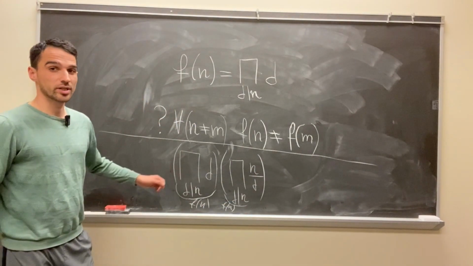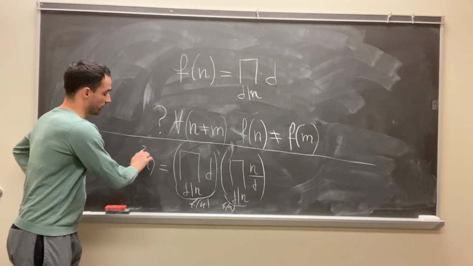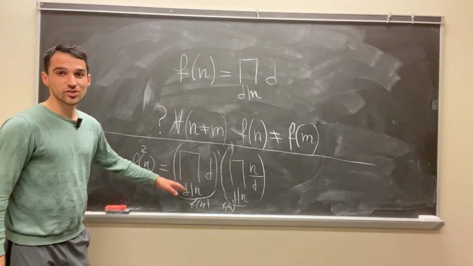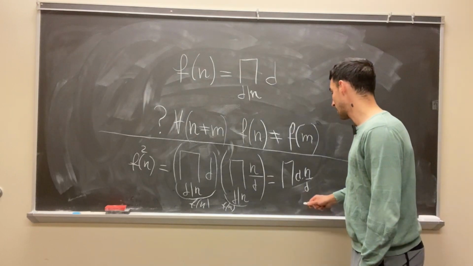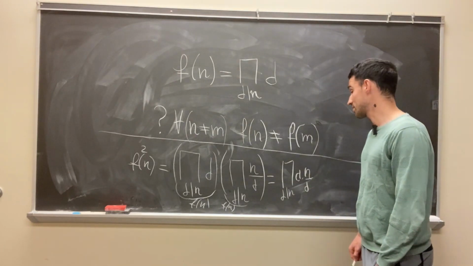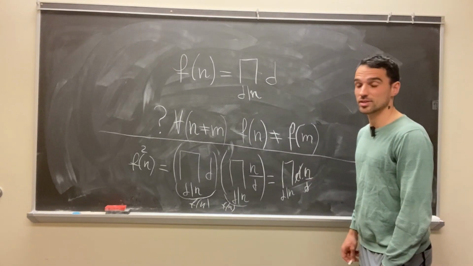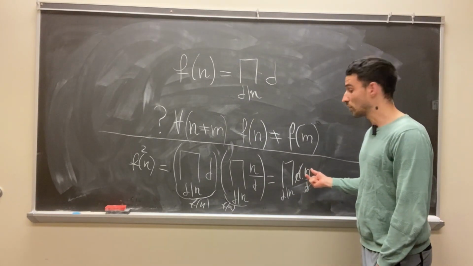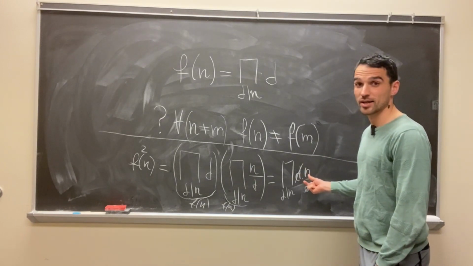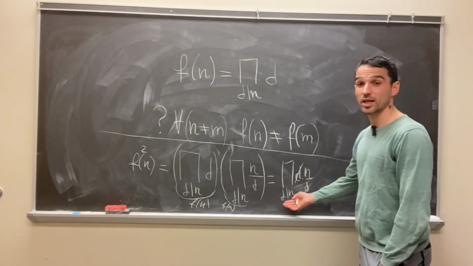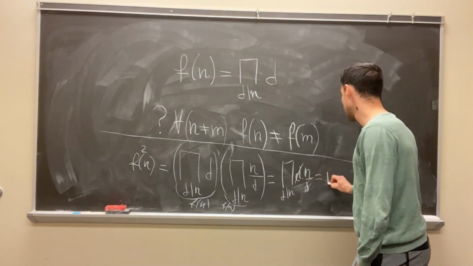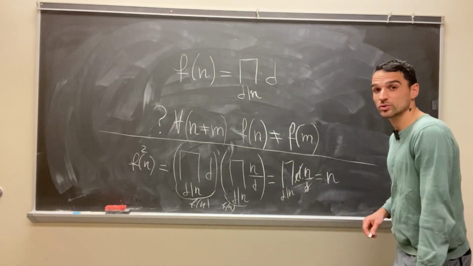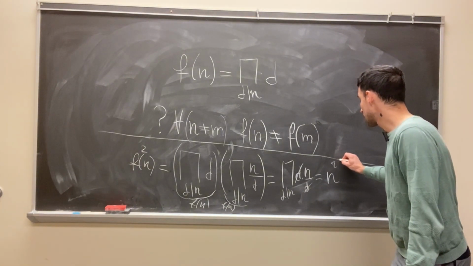So on one hand, if we multiply these two products, we will get f of n squared. On the other hand, we can just write them as a single product, right? So this is the product of d times n over d for all the divisors d of n. Of course, we can cancel these out. We see that we will multiply n by itself a bunch of times. So how many times? Well, whatever number of divisors n has. If we denote that in the standard way by tau of n, then this last product will simply be n to the power tau of n.